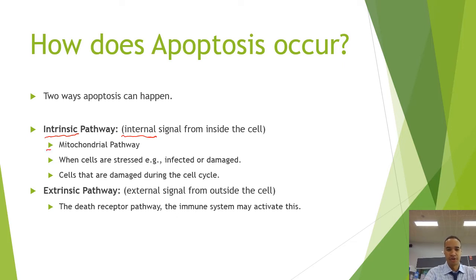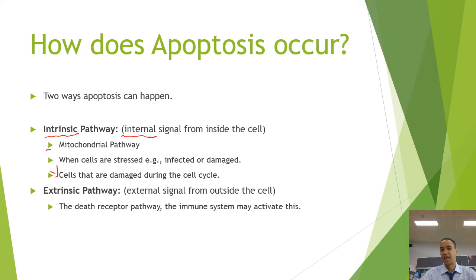This is also referred to as the mitochondrial pathway, and the reason for that is that the signal actually comes from the mitochondria of the cells. This happens when a cell is stressed, infected, or damaged in some way. That mitochondrial or intrinsic pathway can be activated. This is also how we remove cells that might be damaged during the cell cycle.